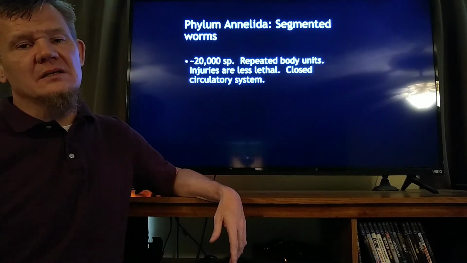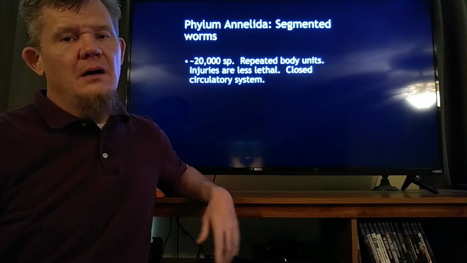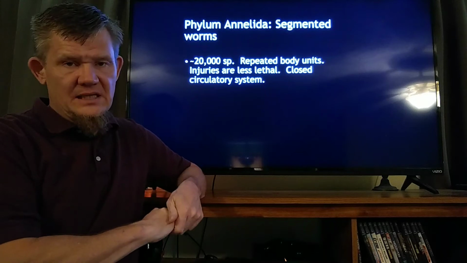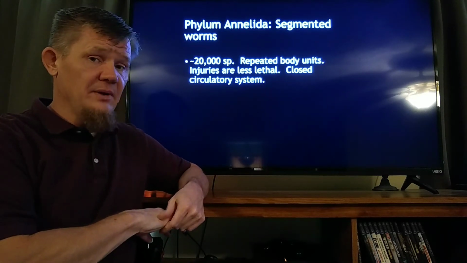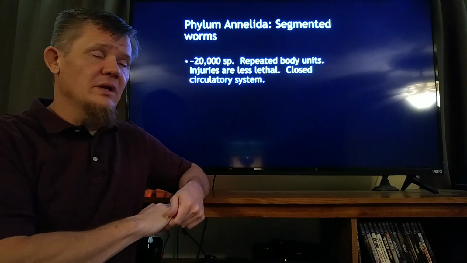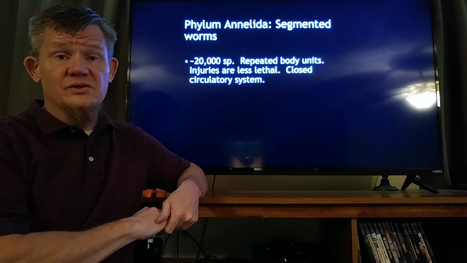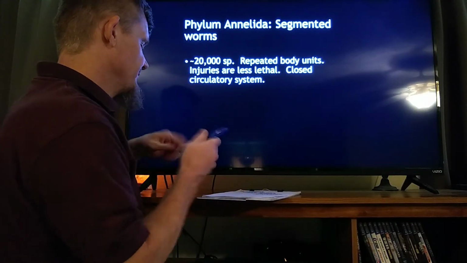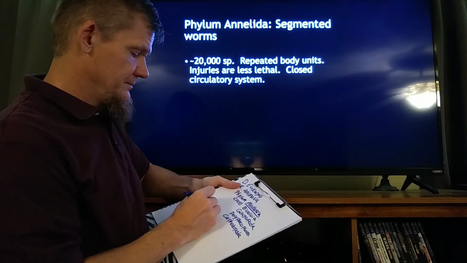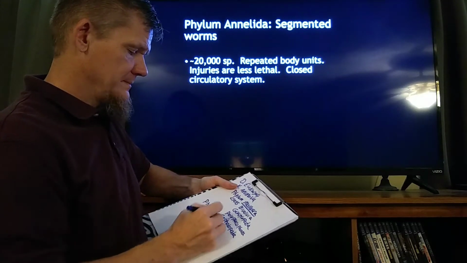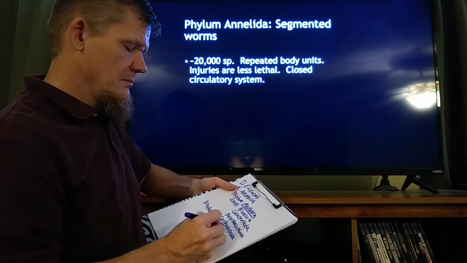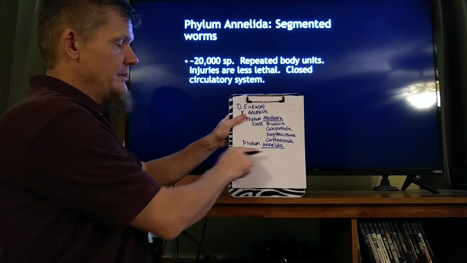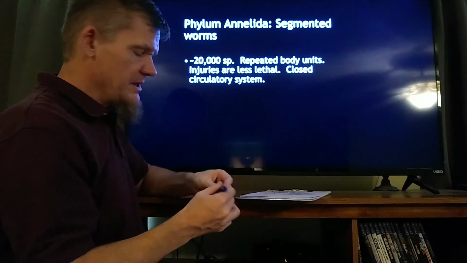Like the cephalopods we just got done talking about in the previous video, annelids have a closed circulatory system. The difference is that all annelids have closed circulatory systems, and within phylum Mollusca, only the cephalopods have a closed circulatory system. All the rest of them have open. I forgot to write it down. My bad. So this is phylum Annelida. Some people say phylum Annelida. About 20,000 species of annelids.